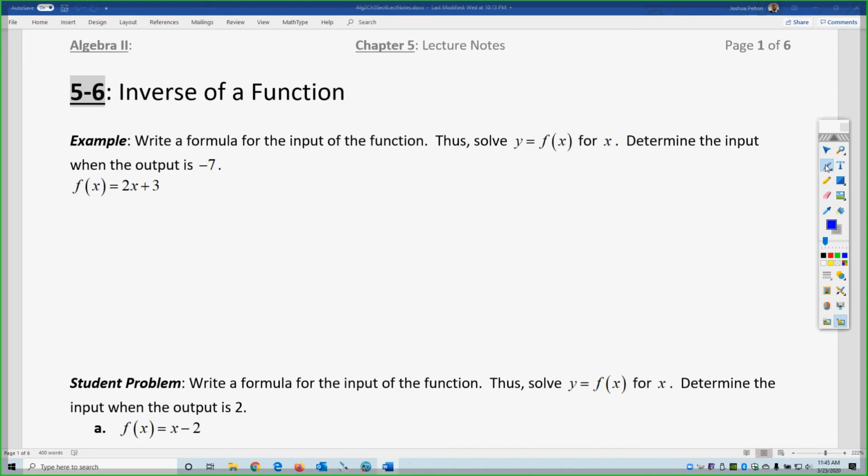So what I'm going to do here is write a formula for the input of a function. Basically you want to solve for x, because normally you plug in x and get y. I want to plug in y and get x, essentially. So to determine the input when the output is 7, right? Because your output is y. So the question is, what is the x, the input? We're kind of working in reverse. So y equals 2x plus 3. That is our original.